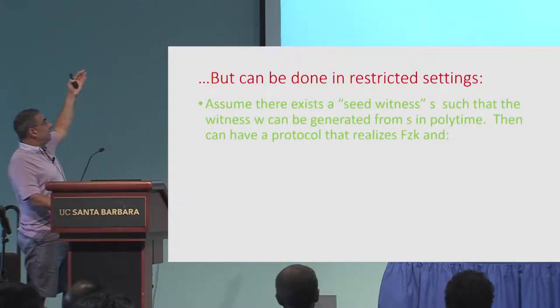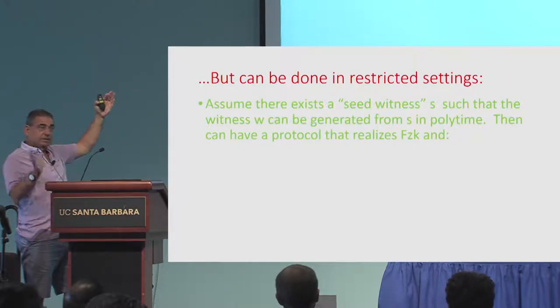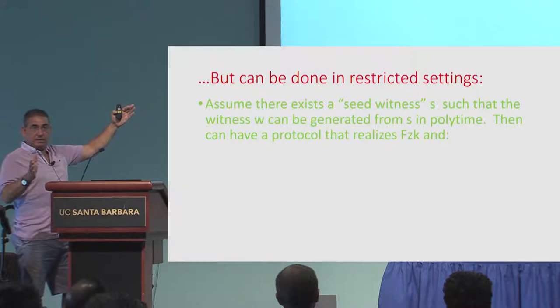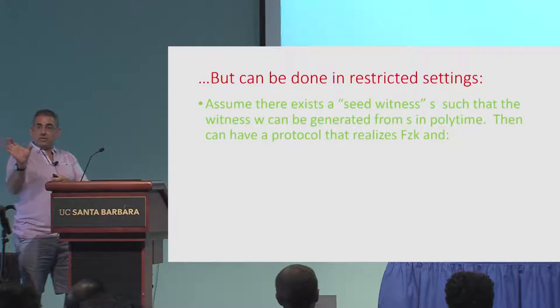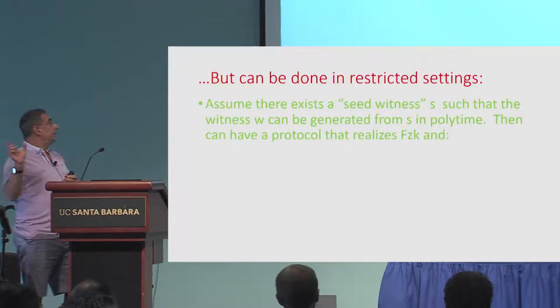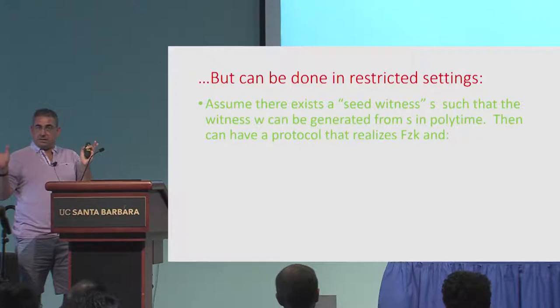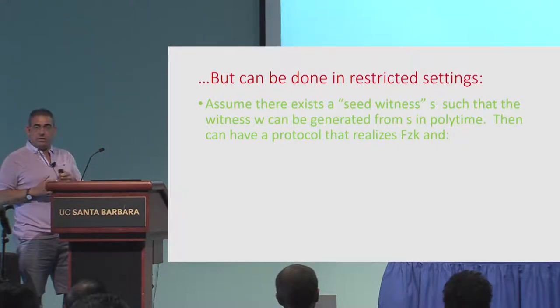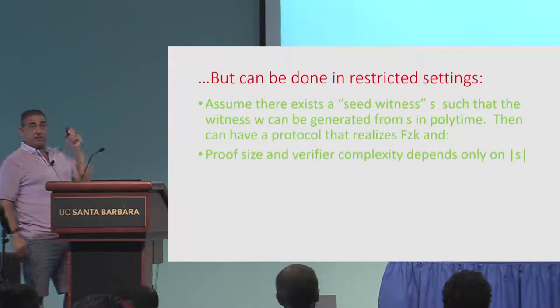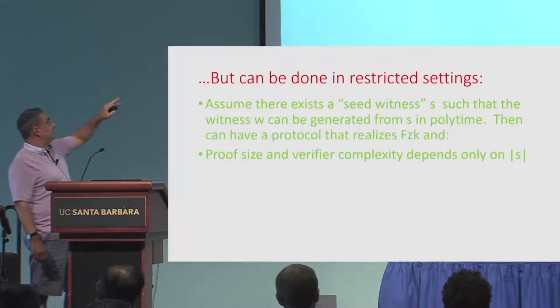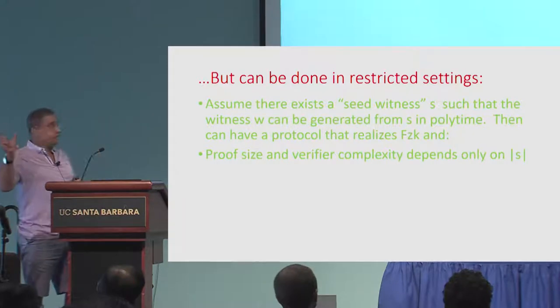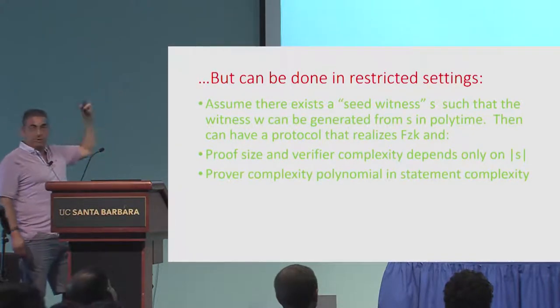So assume that the proof is of a restricted form, that there is a seed witness. There is an X and there is a W, which is the witness. But in addition, we assume that this witness is structured. There is a seed witness, which is short, and the rest of the witness, which may be long, is actually computed in polynomial time from the short witness. This is the criterion that we want. And what we show is that if this is the case, then you can actually have UC secure SNARKs, such that the proof size and the verifier complexity depend only on the length of S, the seed of the witness. And of course, the prover complexity is polynomial in the statement as before.